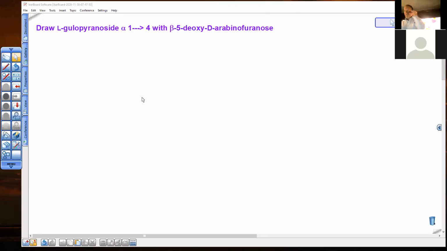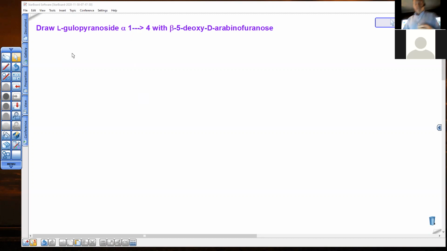And we're going to do an example with a disaccharide. And I threw another little wrench into the works here. I put in an L sugar. Oh my. What are we going to do? We don't have pictures of the L sugars, do we?